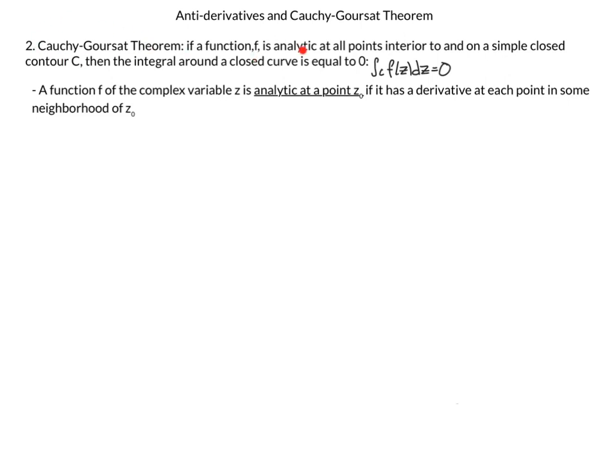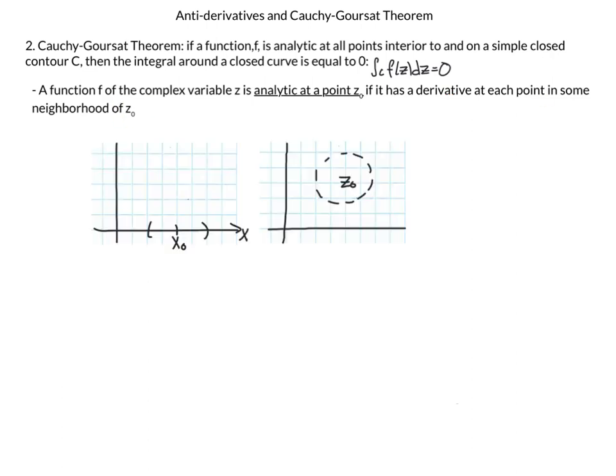So I have the Cauchy-Goursat theorem here again. If a function f is analytic at all points interior to and on a simple closed contour C, then the integral around the closed curve is equal to 0. And so I have the formula here. And also, just for your reference, because this is from a different chapter, which I may or may not have made a video of by now, a function f of a complex variable z is analytic at a point z naught if it has a derivative at each point in some neighborhood of z naught.